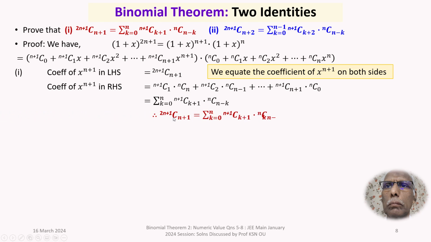2n+1 C n+1 is equal to sigma k is equal to 0 to n of n+1 C k+1 multiplied by n C n−k. That is the first result. Now if you look at the second one, how do we get it?